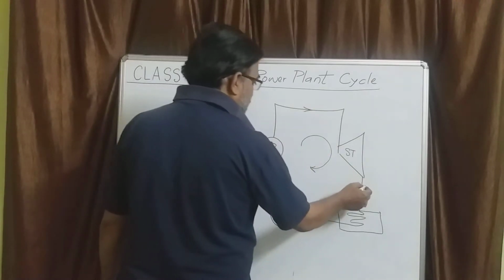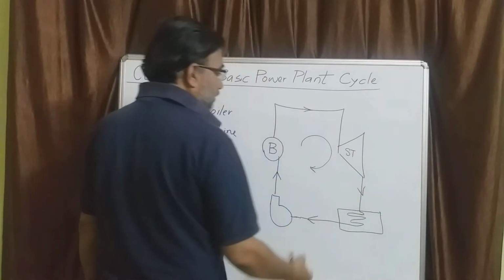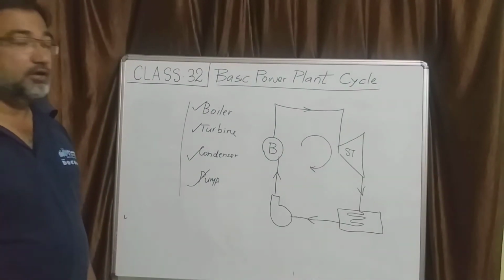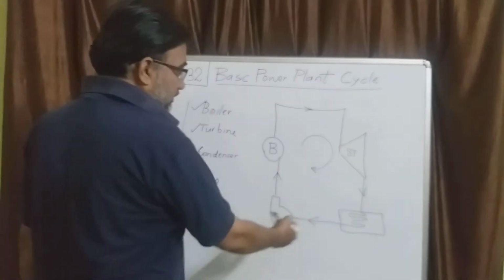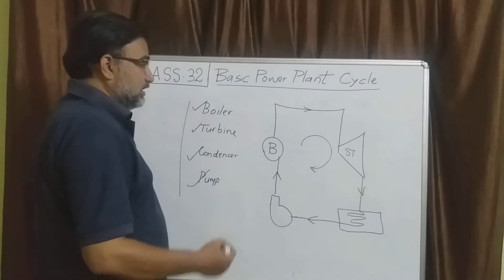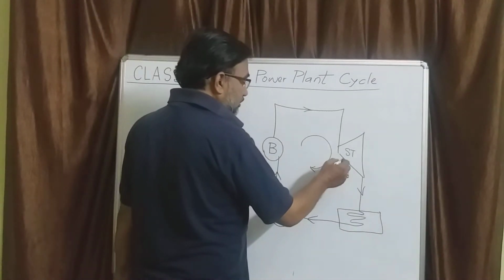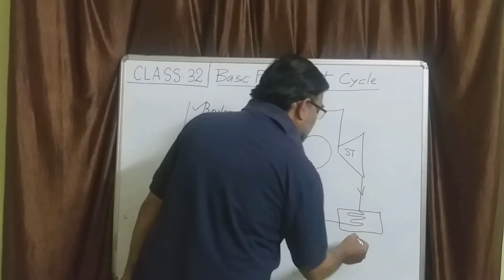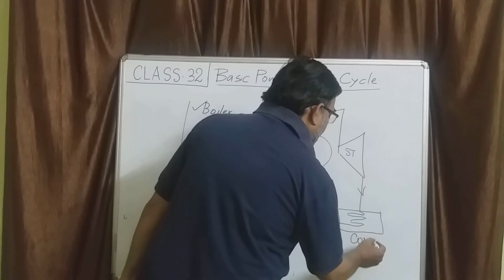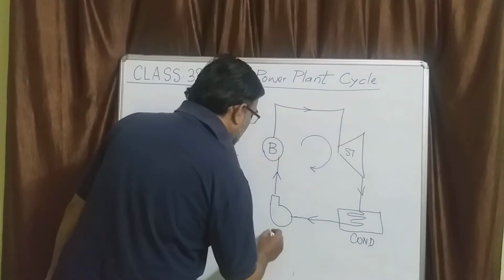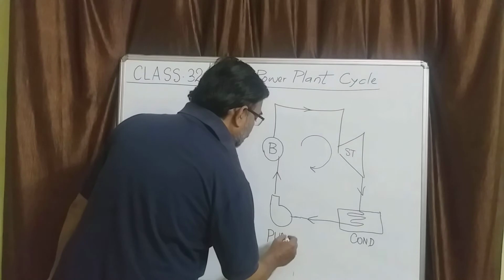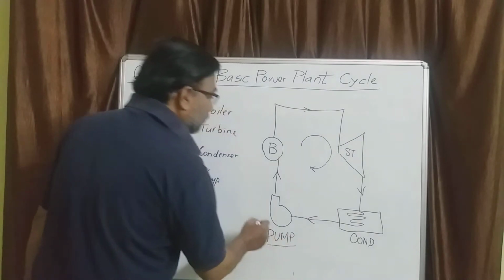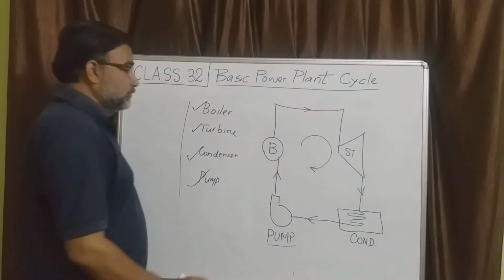Any cycle that is clockwise will give you positive work, and this is a clockwise functioning of the cycle. So there will be a boiler, a steam turbine, followed by a condenser, which will be connected to a pump. So these are the four essential units.